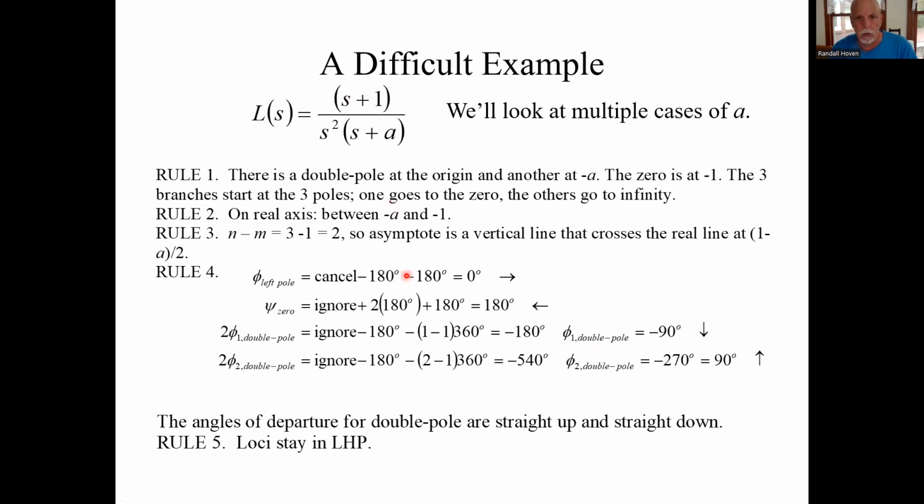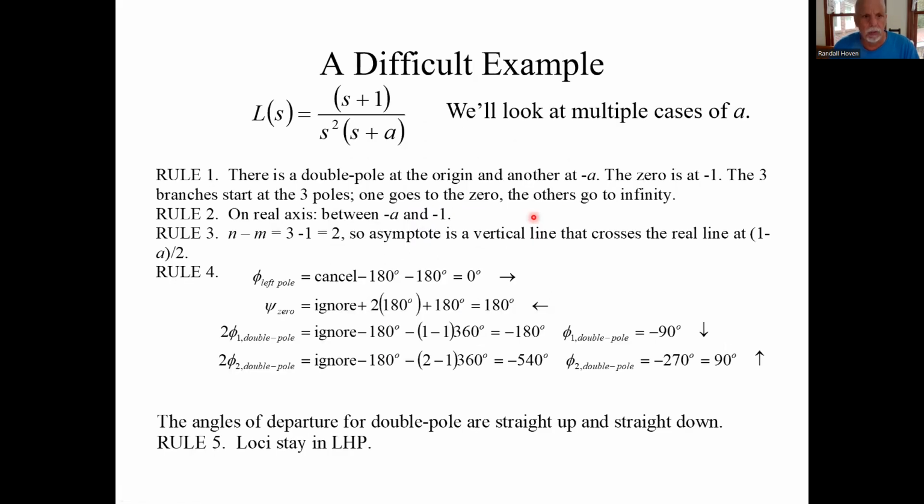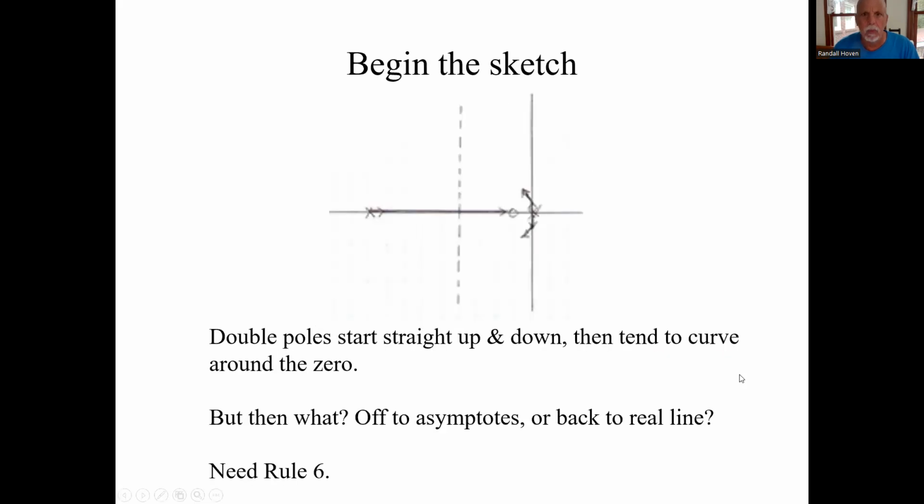I'm not going to go through all these. Let's look what the sketches look like after a few steps. You got your double pole at the origin here, right? It's on the real line from this pole over to that 0. And what did I say? Let's see what the departure angles from the double pole. They're plus and minus 90.